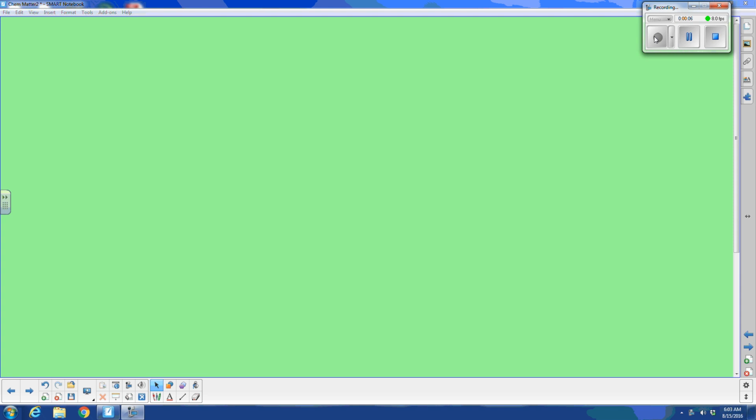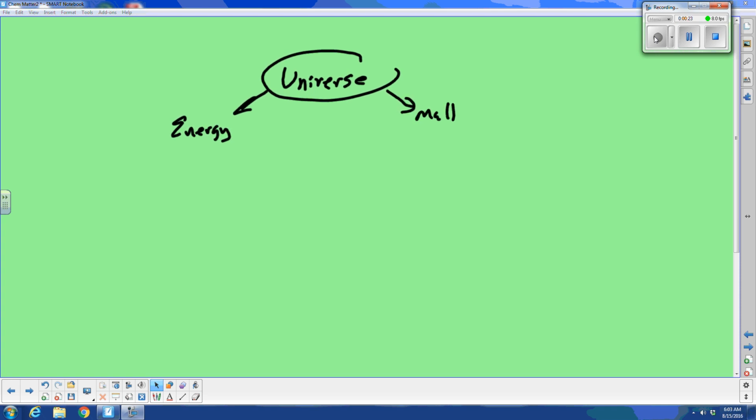Now, last time we were talking about the universe. We said, hey, you know what? From a chemistry standpoint, the universe is really composed of two things. It is composed of energy, and it is composed of matter. And things that are electromagnetic in nature are energy: light, microwaves, radio waves. These things are all energy.